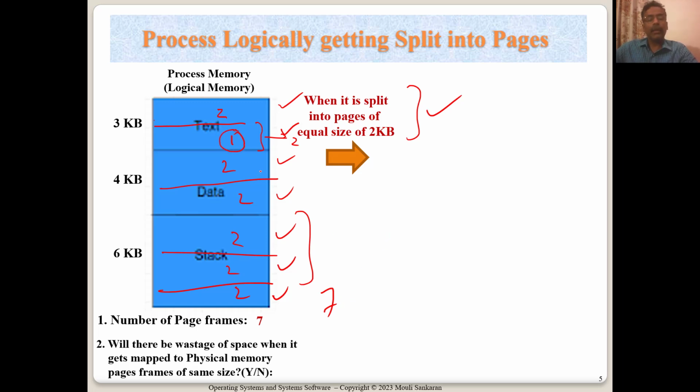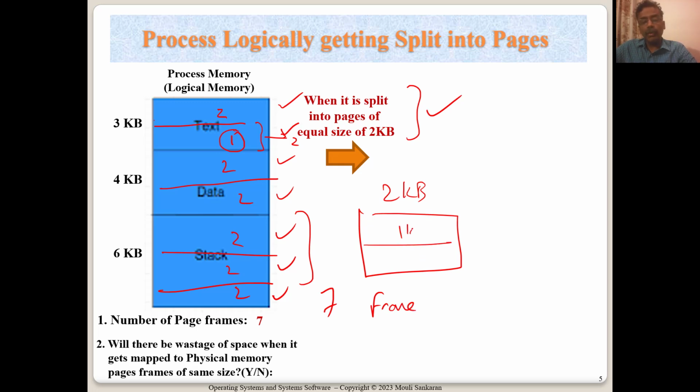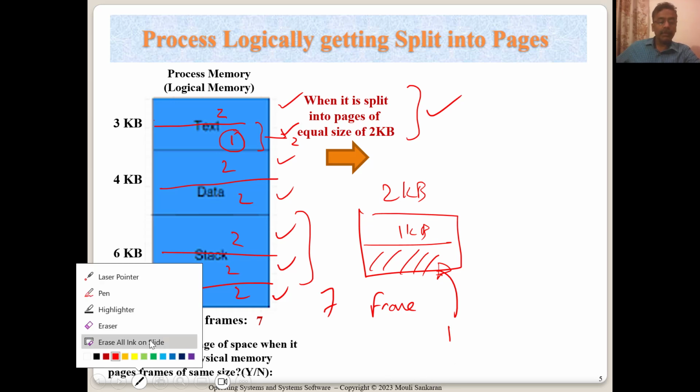because even if there is a requirement of 1 kilobyte, we have to give a page of 2 kilobytes, or a frame of 2 kilobytes in the physical memory. So we will be using only 1 kilobyte in there. This is the wastage. This is the internal fragmentation, and the maximum wastage here is only 1 kilobyte of area. Okay, so I hope this is clear to you.